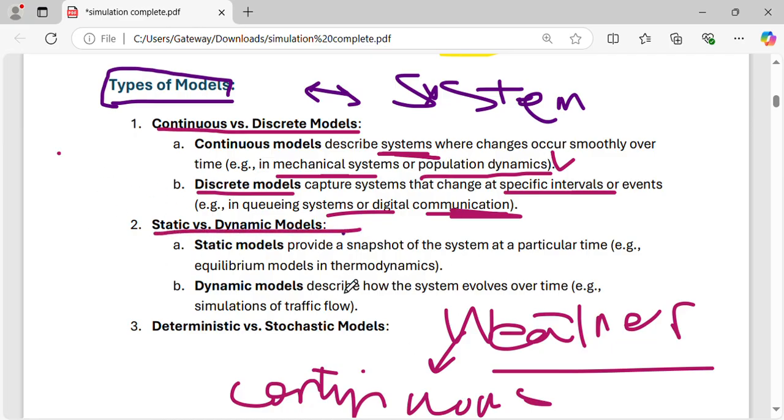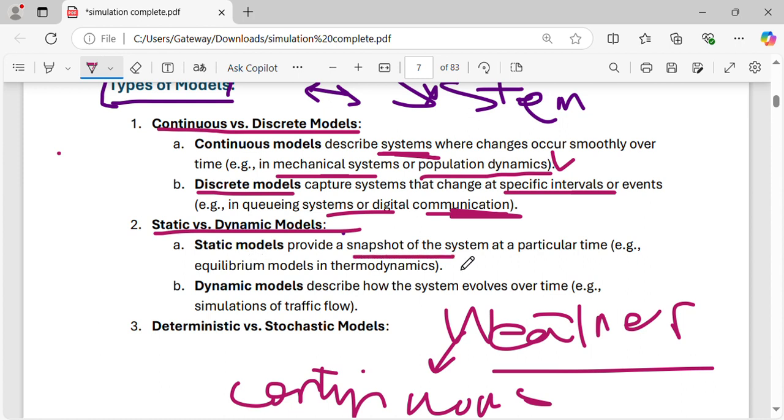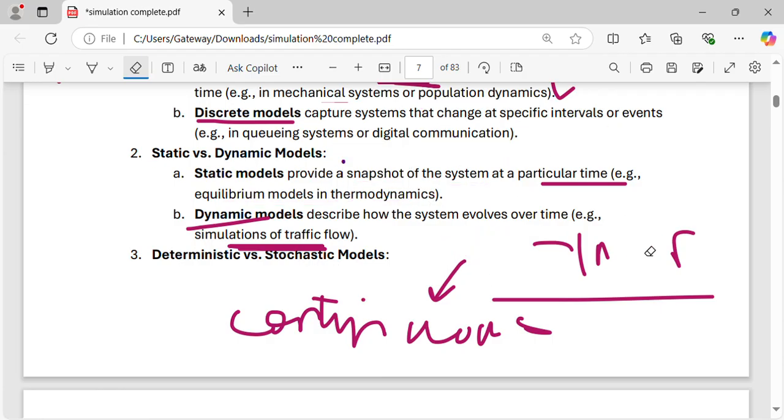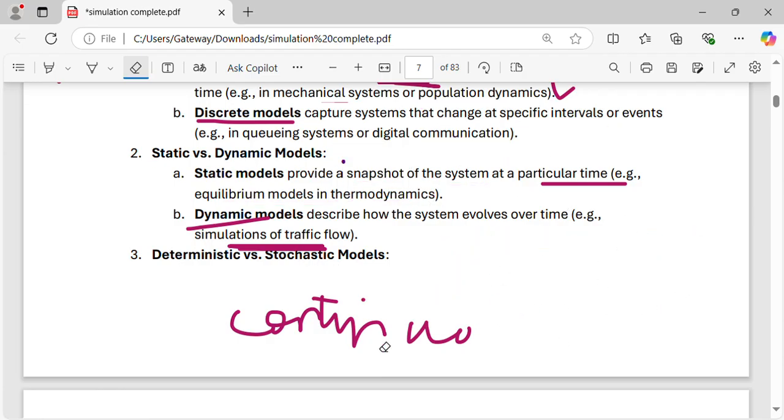We have static and dynamic. Static models provide a snapshot of the system at a particular time, like equilibrium models in thermodynamics, because static doesn't have any change. They just give a particular time, and for all the time they remain the same. That's why it just gives the snapshot. Snapshot means just a look around, like Snapchat. Dynamic models describe how the system evolves, like simulations of traffic flow. We're getting more and more examples, which will be really helpful while you're writing about them, right? So you should read about them and write them down.